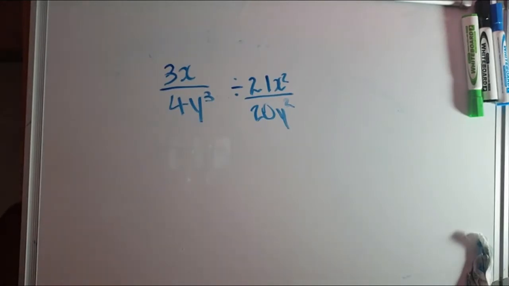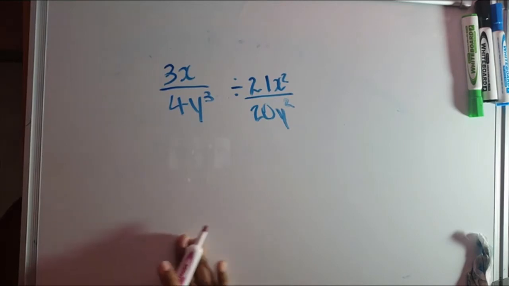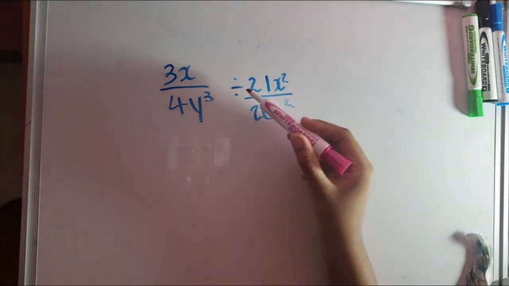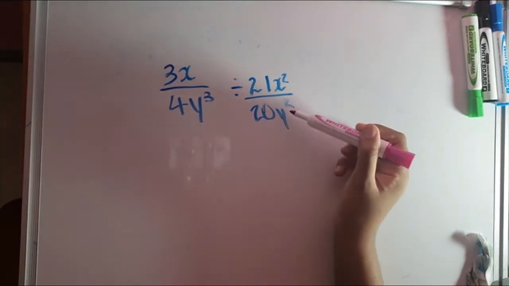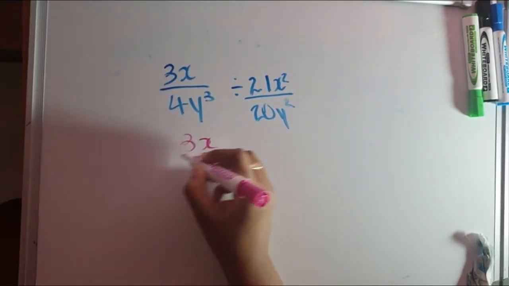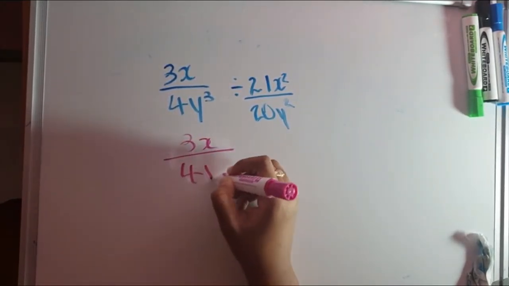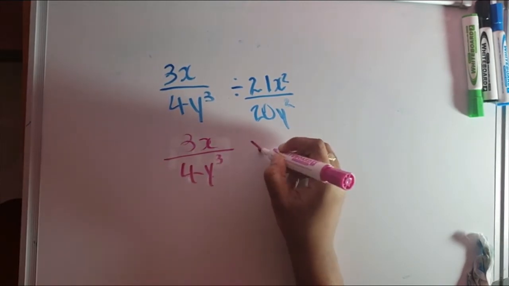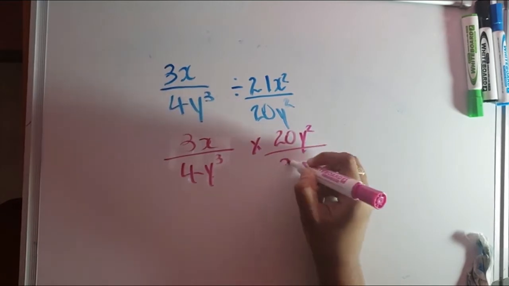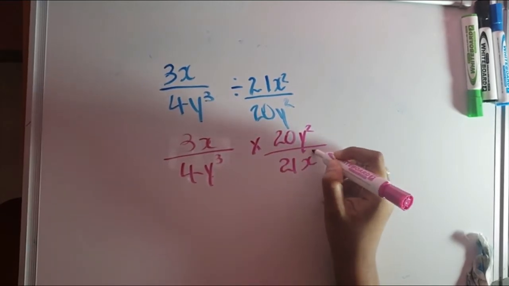Okay, so this question is a little bit more complicated than the previous one, but all the indices rules remain the same. So the first thing that we're going to do is say, okay, to divide by a fraction is to multiply by the reciprocal. So therefore we'll have 3x over 4y cubed multiplied by 20y squared over 21x squared.